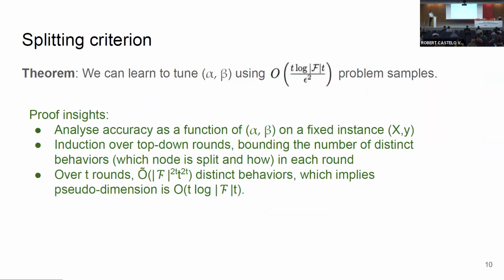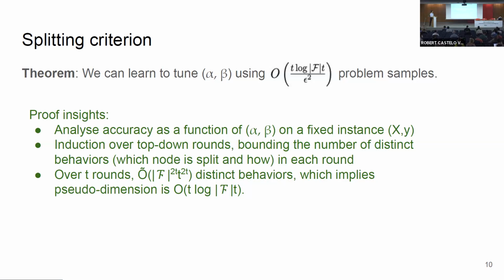So just to give a quick insight into how we approach this, our analytical approach is to analyze the accuracy of the learned tree as a function of the hyperparameter on a fixed problem instance x1. So we fix a problem instance, vary the hyperparameters, and see how the learned decision tree varies. We do an induction on the top-down rounds and give a bound on the number of distinct behaviors this algorithm can potentially achieve as you vary the hyperparameters.